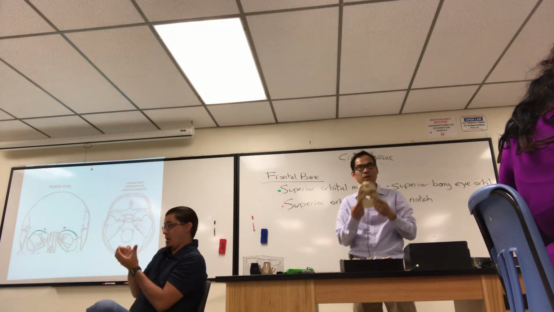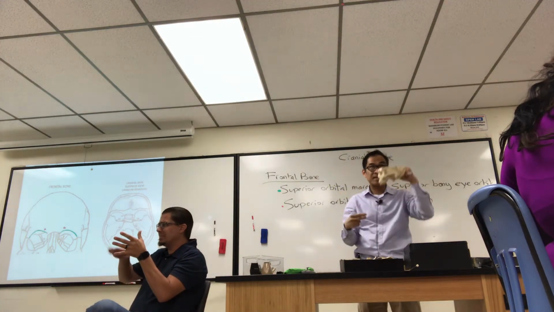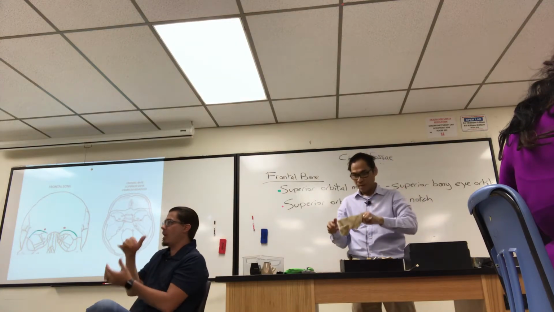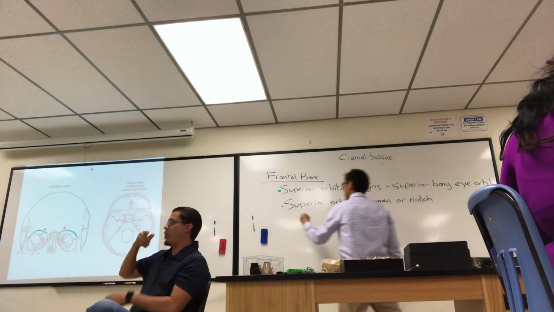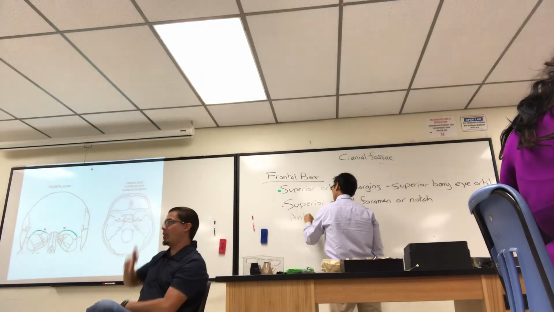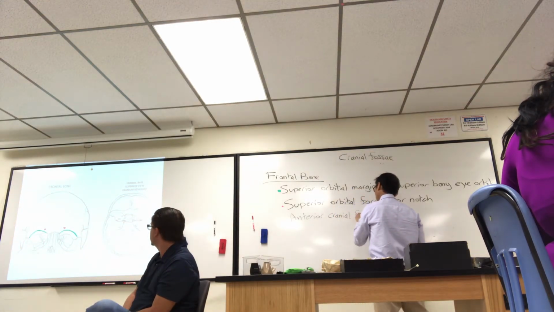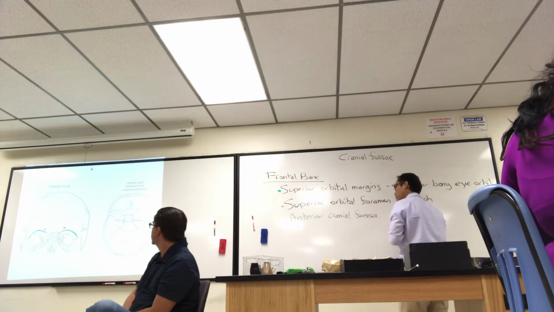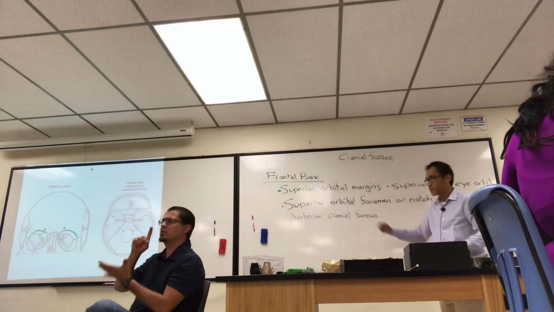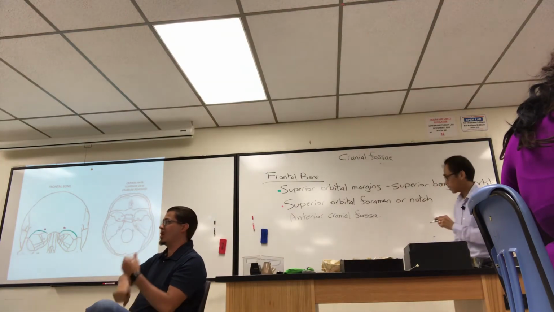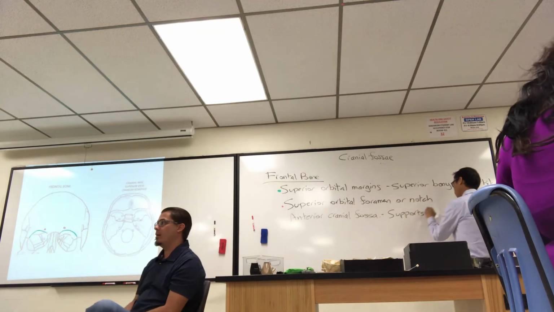Fossa means depression. So if you look at the cranial base, superior view, there's all these depressions in there where the brain sits on top of it. So that's why we study them. The anterior cranial fossa are actually part of the frontal bone. When we study the brain, we'll see that this space supports the frontal lobes of the brain.